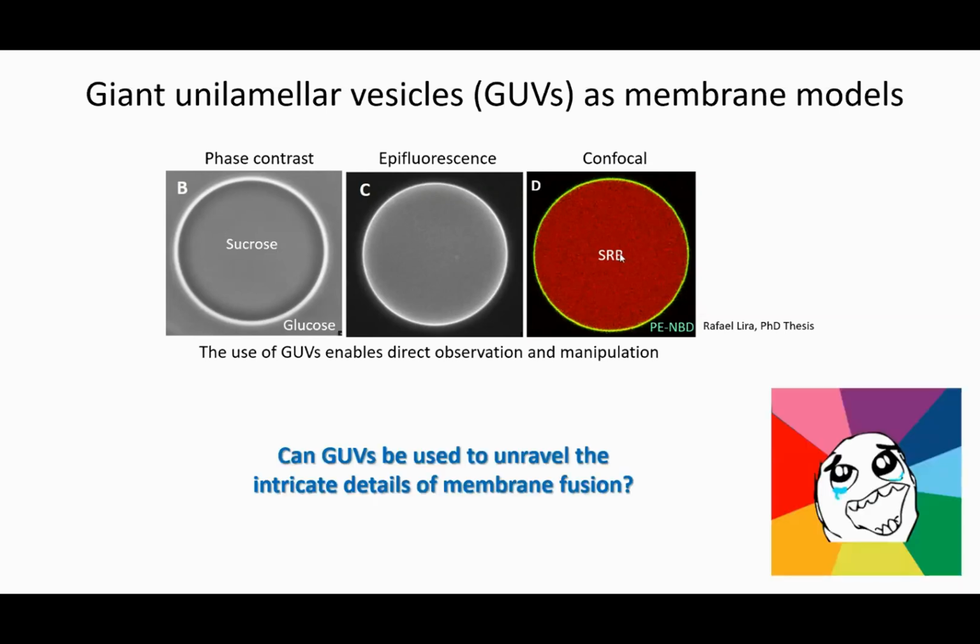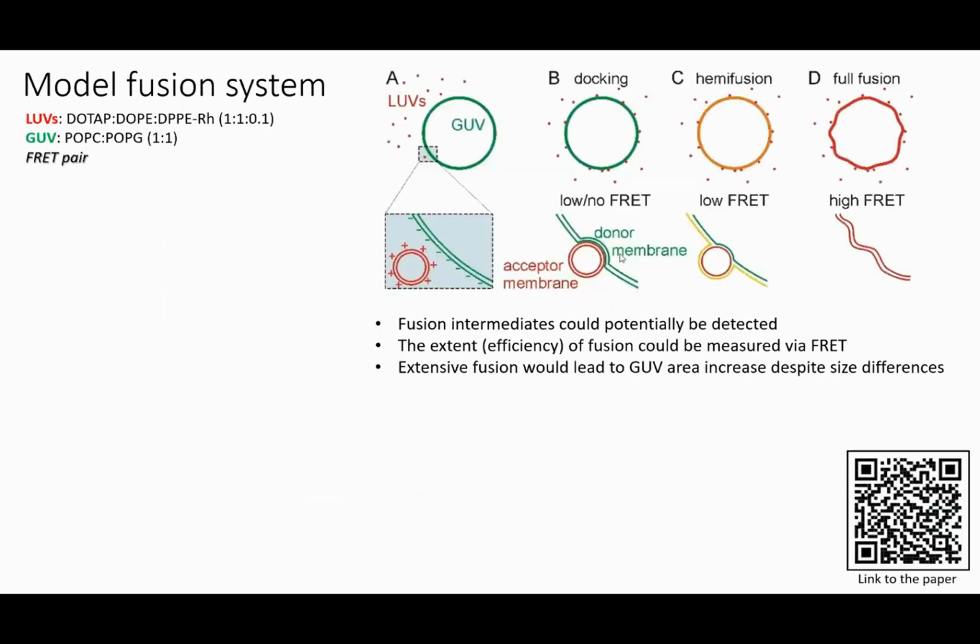So the first question that we ask is, can we then use GUVs to unravel the intricate details of membrane fusion? Well, hopefully we could. So in our fusion system, we had small fusogenic LUVs. They are red labeled with rhodamine.